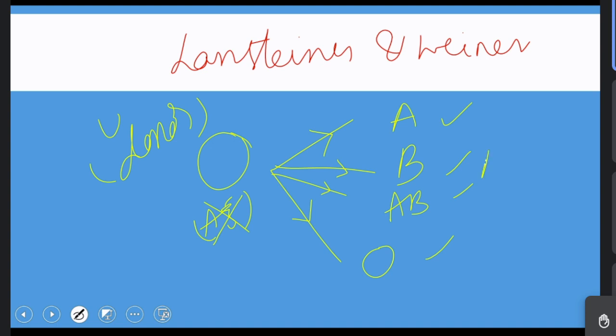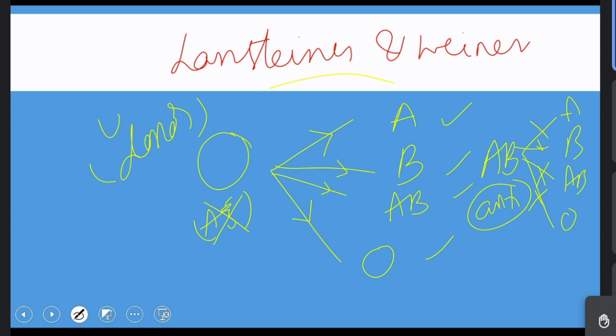Okay. Likewise, AB. Can AB donate blood to all of them? Because it has both antigens, he can never donate blood to anyone. So simple logic: whenever there is a question like this, you draw this. You see what kind of antigen is present and what kind of antibody is present. Based on this, you can simply say whether it can donate or not.